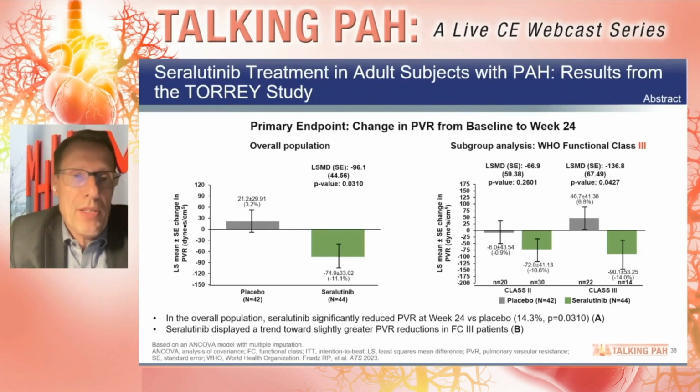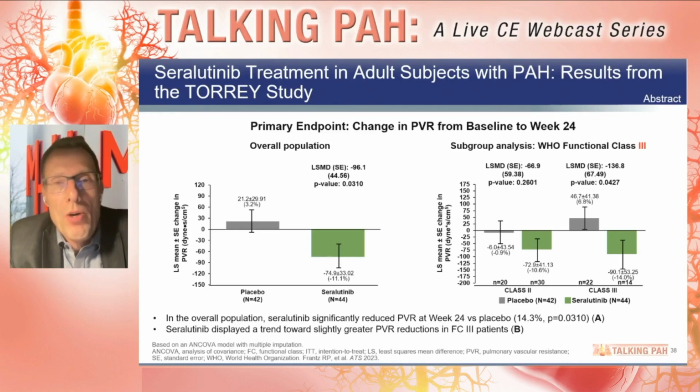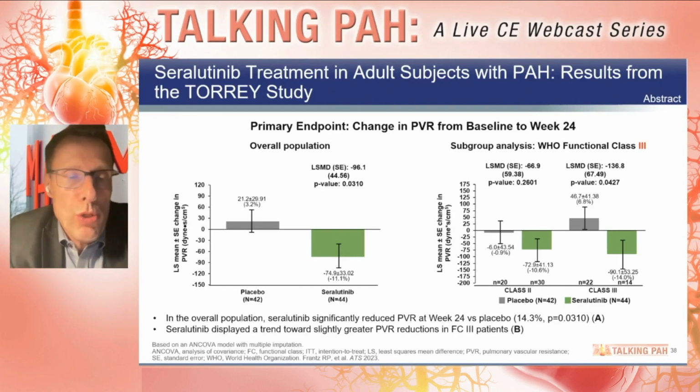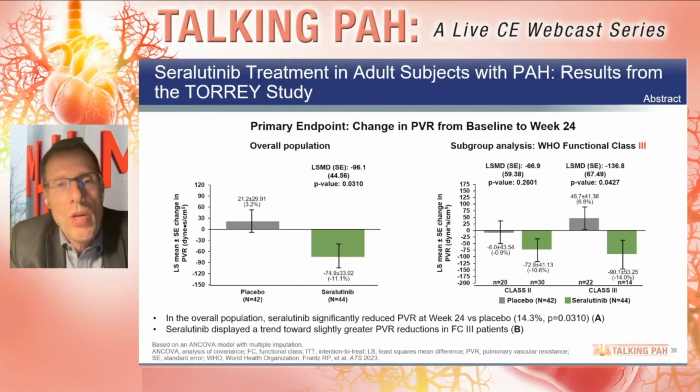What we already have is data from a phase 2 study with seralutinib. This is another inhaled tyrosine kinase inhibitor, also studied in patients with pulmonary arterial hypertension who have been pre-treated. I'm showing you here the top-line results from the TORREY study, the phase 2 study with seralutinib. The primary endpoint was change in pulmonary vascular resistance from baseline at week 24. You see that there was a significant improvement in PVR, about 1 Wood unit when placebo corrected. So it's not a dramatic improvement, but it's certainly statistically significant and perhaps relevant.